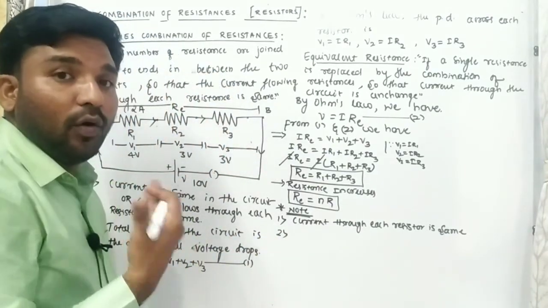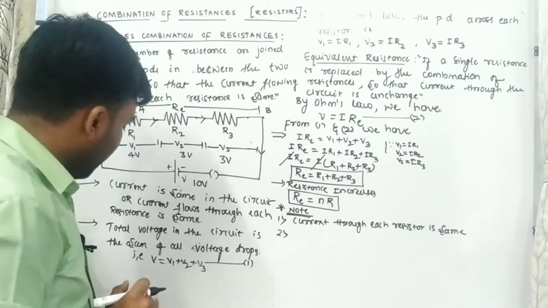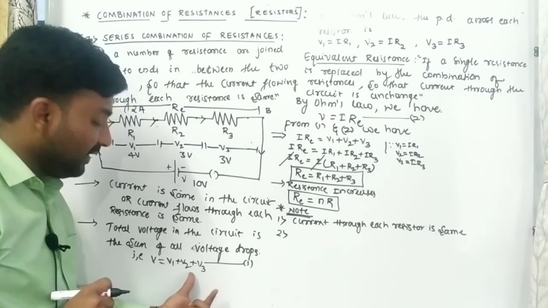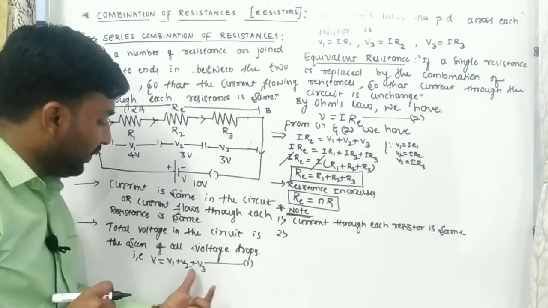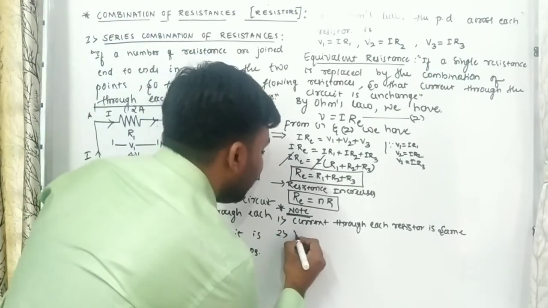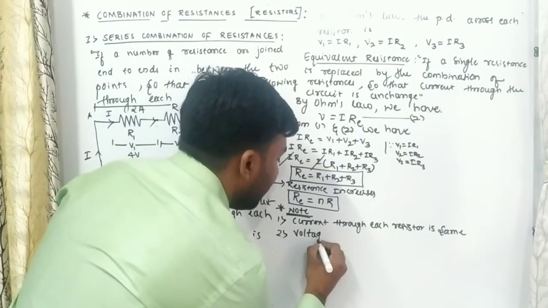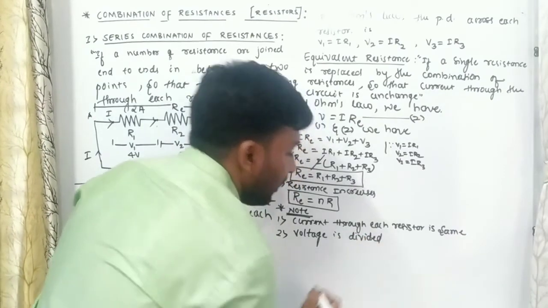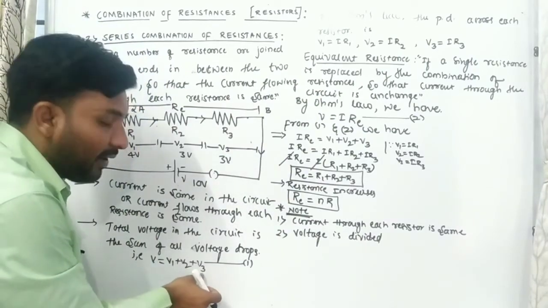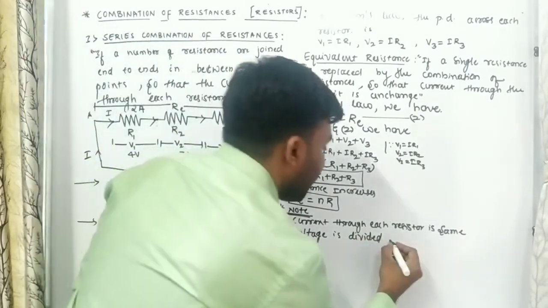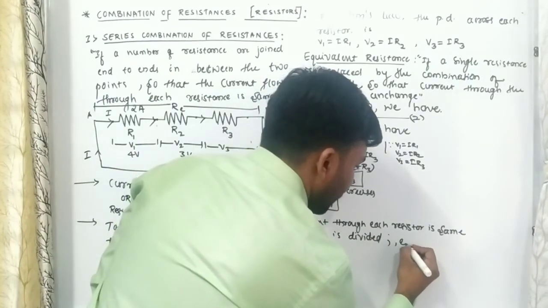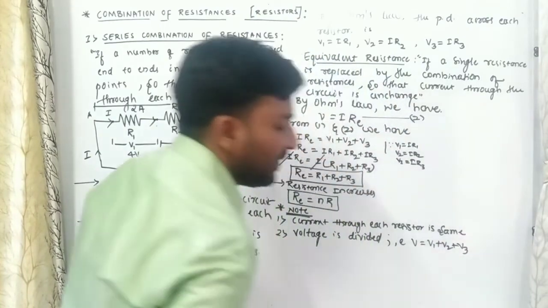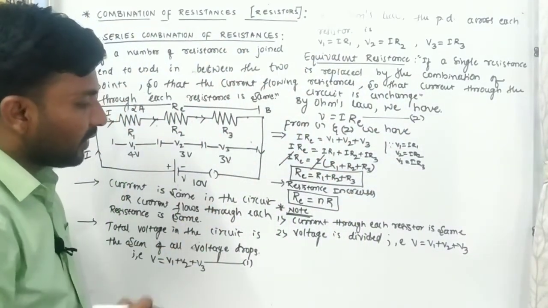Now what about the voltage, that is the potential difference? Look at here. The total potential difference is equal to V1 plus V2 plus V3. It means voltage is divided. Correct? Voltage is going to be divided in the circuit. That is V is equal to V1 plus V2 plus V3. This is the rule for the voltage.